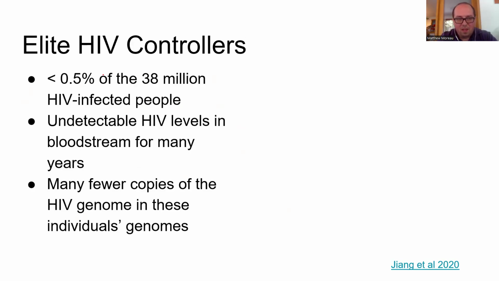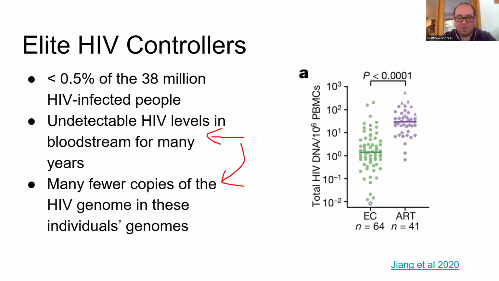So what are these elite controllers, right? What are we talking about? As I mentioned, we're talking about controlling infection. Less than half a percent of the 38 million people globally infected with HIV are considered HIV controllers, which means this is extremely rare. Basically, they're defined by having almost undetectable levels of HIV in the bloodstream, despite having an active infection. And this is because viral load is directly related to how many copies of the viral genome you can get from a particular blood sample.